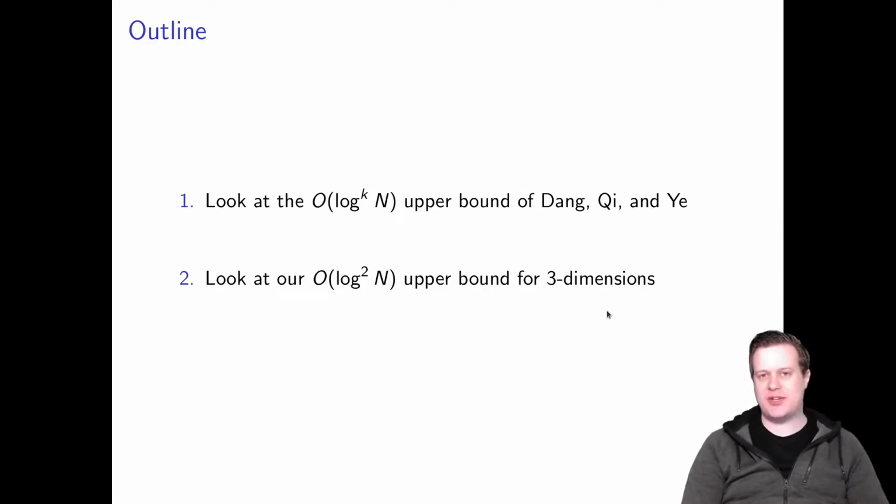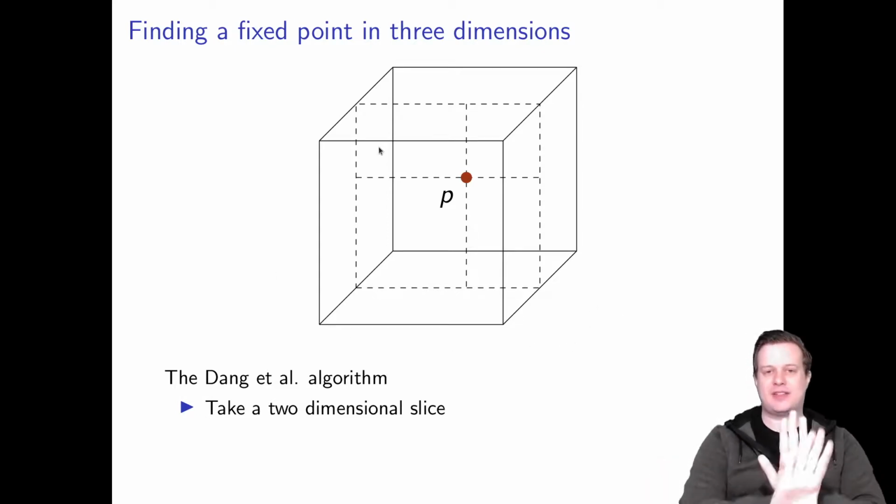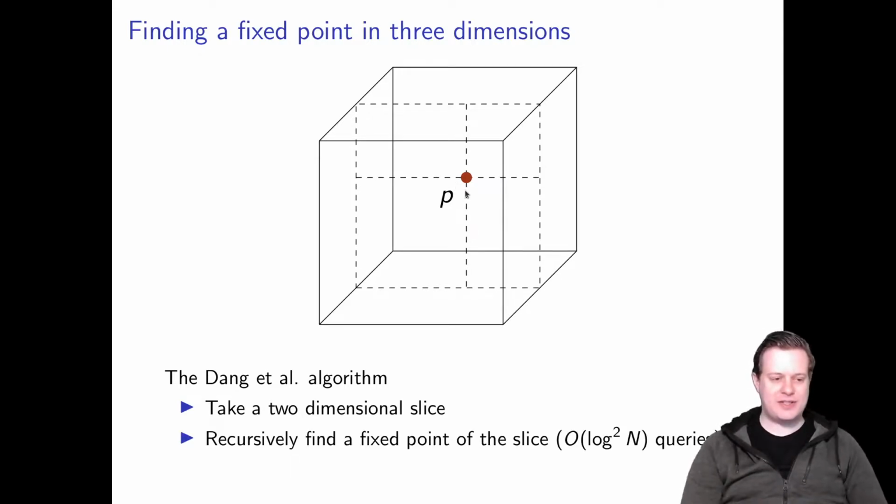Now let's talk about 3-dimensional instances, what the Dang, Qi, Ye algorithm actually does, and how we have improved upon it. So we've seen the scheme that Dang, Qi, and Ye use. In 2D, they fix a 1-dimensional line. In 3D, they would fix a 2-dimensional slice of this 3-dimensional instance, and then they would recursively find a fixed point of this 2D instance. So it's not moving left or right, it's not moving up or down, but it could be going into the slice or out of the slice. They find this fixed point, and that, of course, takes log squared n queries.